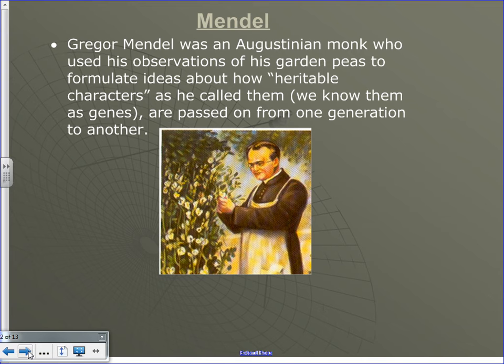The only way he could get white offspring was to either breed white with white or find an offspring from a purple and a white mating. Okay, and then he might get a few white plants out of that one. So he found that some things are dominant and some things are recessive.